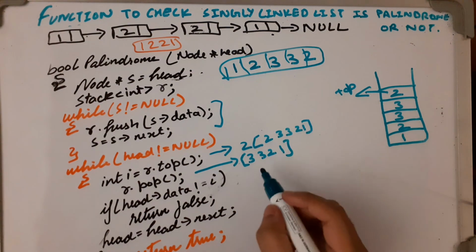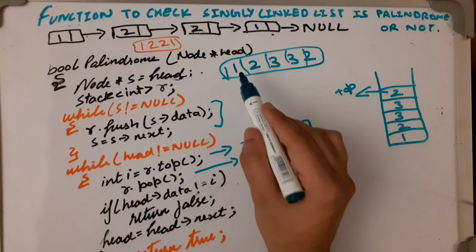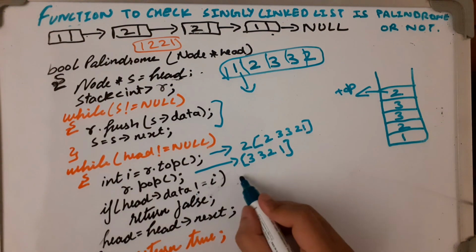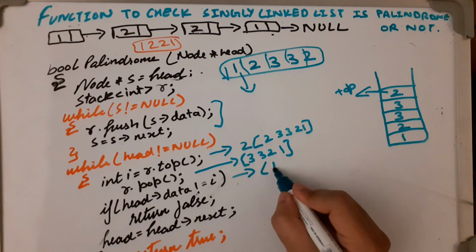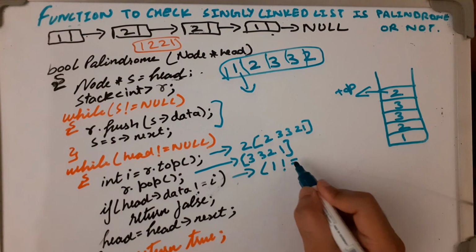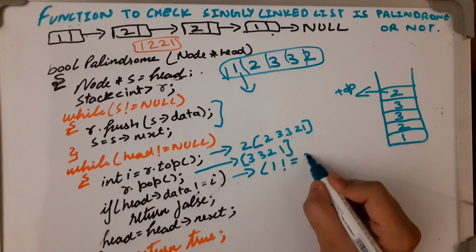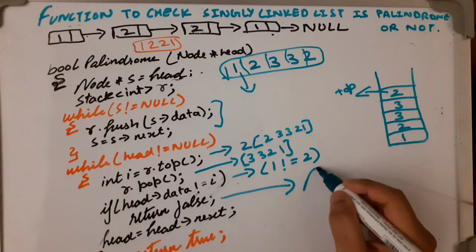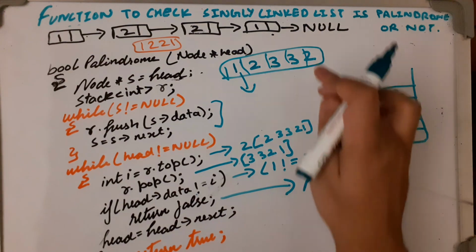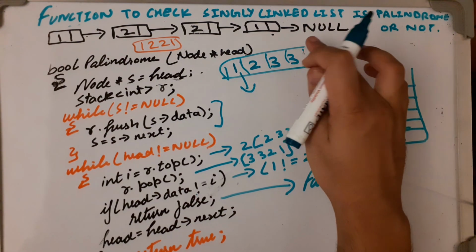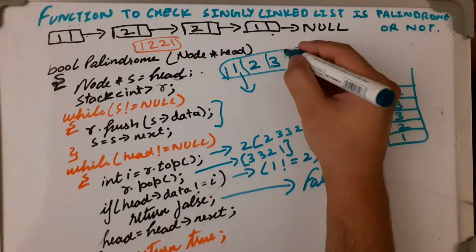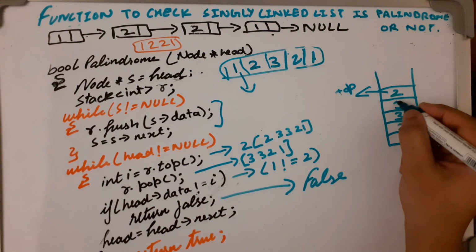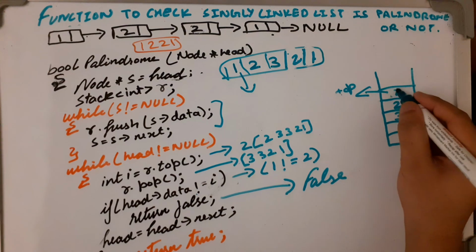Okay guys, now it is checking head of data. Head of data is the first element. The first element is compared with i, which has the value 2. 1 not equals 2, as you already know, so it will go inside and return false. If it is like 1 2 3 2 1, it is something like this.